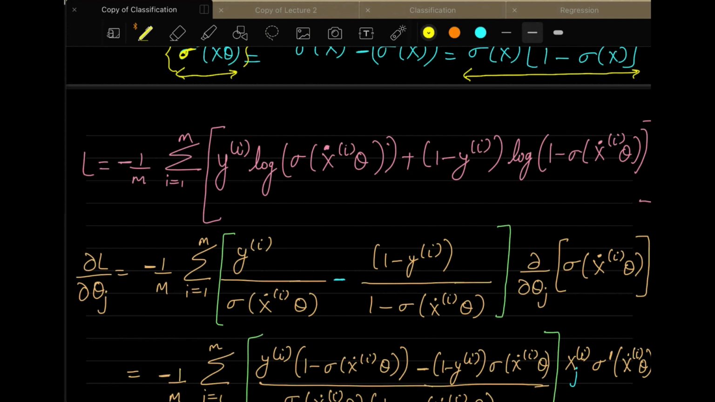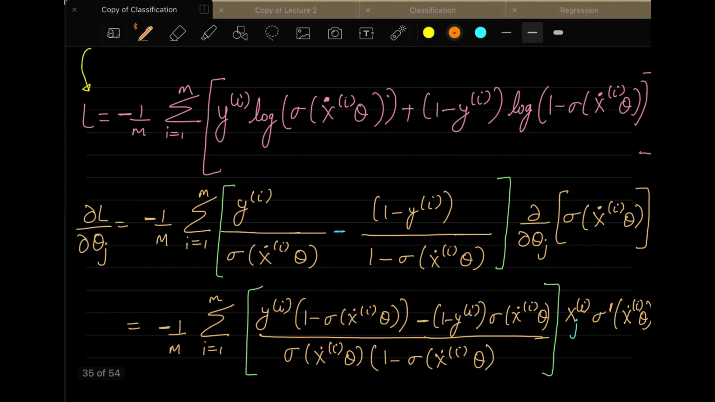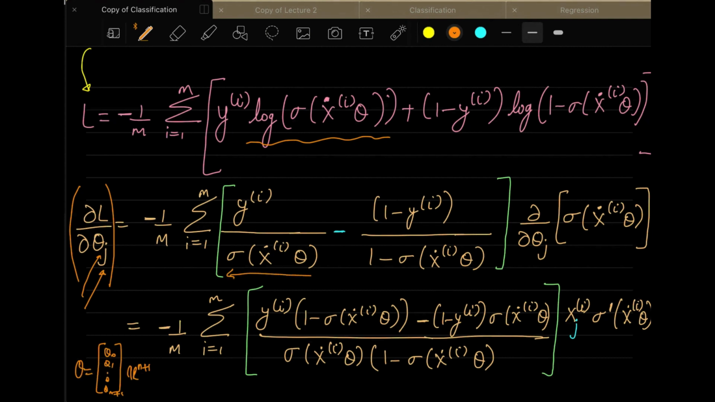So we have this loss function here, as you can see. We take the derivative of the loss with respect to a specific value of theta j. As you know, theta is a vector of values theta 0, theta 1, theta 2 till theta n, so it's a vector in R of n plus 1. I am taking a specific value of theta to calculate the derivative of the loss with respect to it. Now you can see this is basically a log term, and the derivative of log of x is 1 by x, so it will be here.